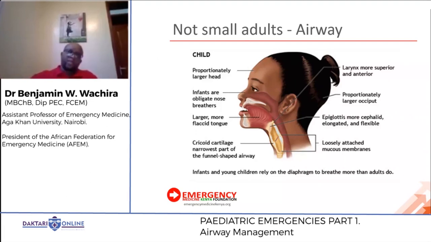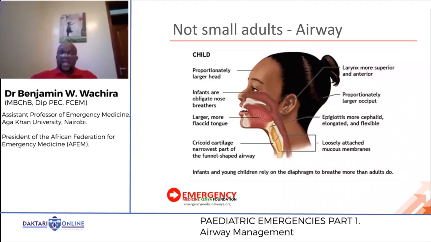So maybe position them on the side, or if you are working in a situation where the child is unconscious, then an oropharyngeal airway to support the tongue better is more indicated. In an adult, the tongue is more defined, more fixed, so you may be able to bypass an OPA, but in a kid, if you're planning to bag the child, then an OPA is probably a good idea.